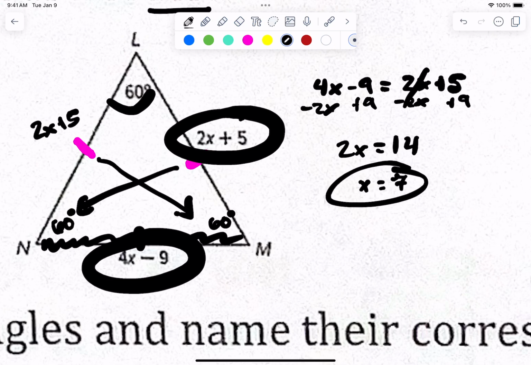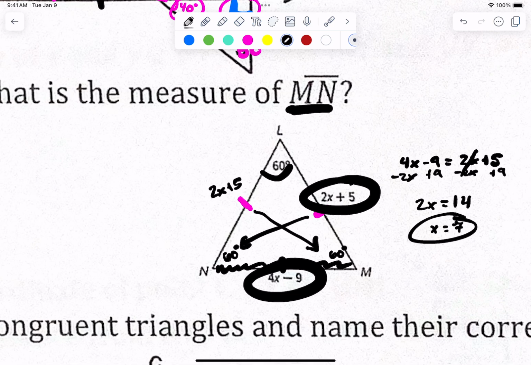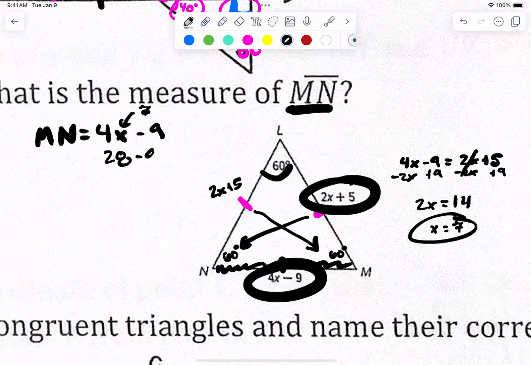But then you have to plug it back in, because we don't want x, we want MN. MN is equal to 4x minus 9, and I'm going to plug 7 in here. So 4 times 7 is 28, minus 9. And Remington said 19.